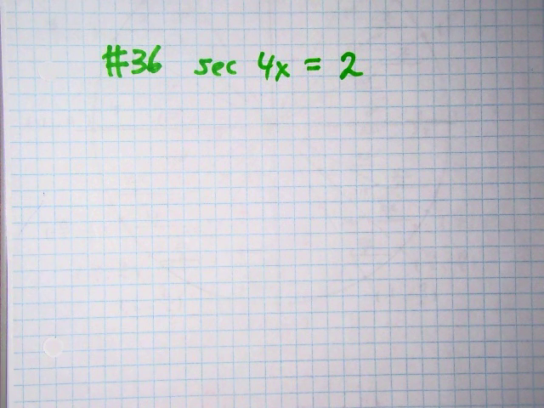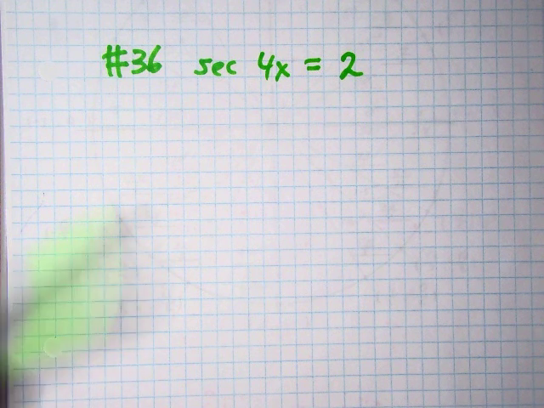Okay, this is number 36 in section 7.3. Now what we have looks like a nice easy equation, but we have a 4 inside now. We still want to solve for x, but we have to deal with that 4 inside. And we have secant of 4x equals 2.